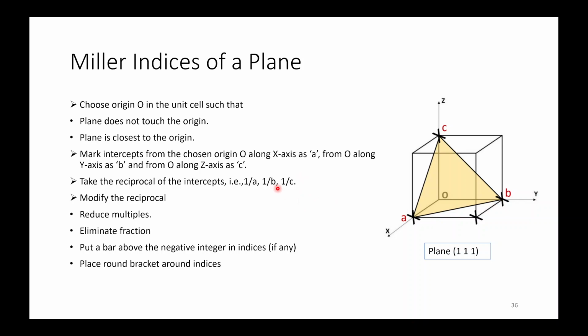Now you have to reduce them. For reducing, you have to either multiply or divide. For example, here it is crossing at 1 1 1, so the reciprocal will also be 1 1 1. If it was 2 2 2, then you could have divided it by 2. Or if it were 0.5, then you could have multiplied it with some number so that these all become integers.